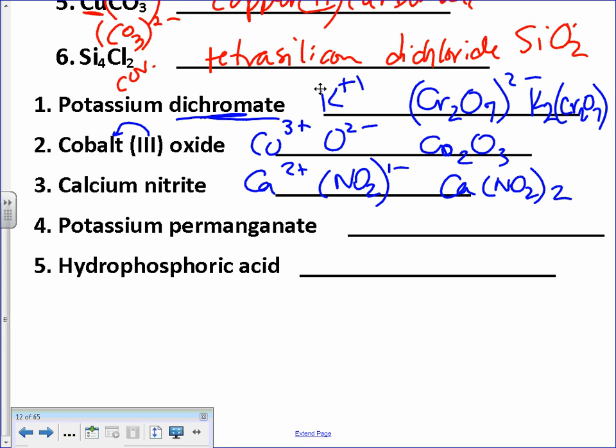Potassium permanganate. Potassium, okay, first of all, ionic or covalent? Ionic, because potassium is a metal. Most of the periodic table is a metal. Anytime it's an ionic one, you got to make sure you get your charges. So that's potassium 1 plus because it's in group 1.